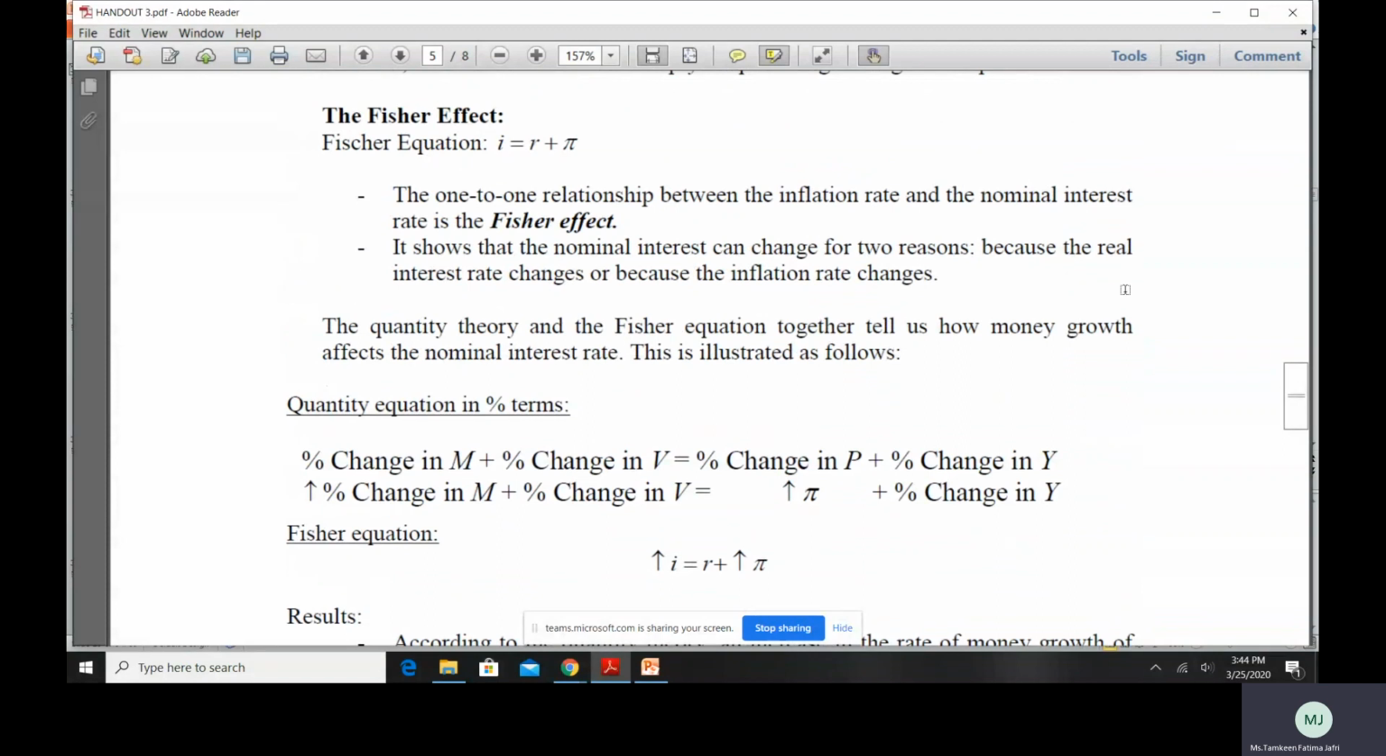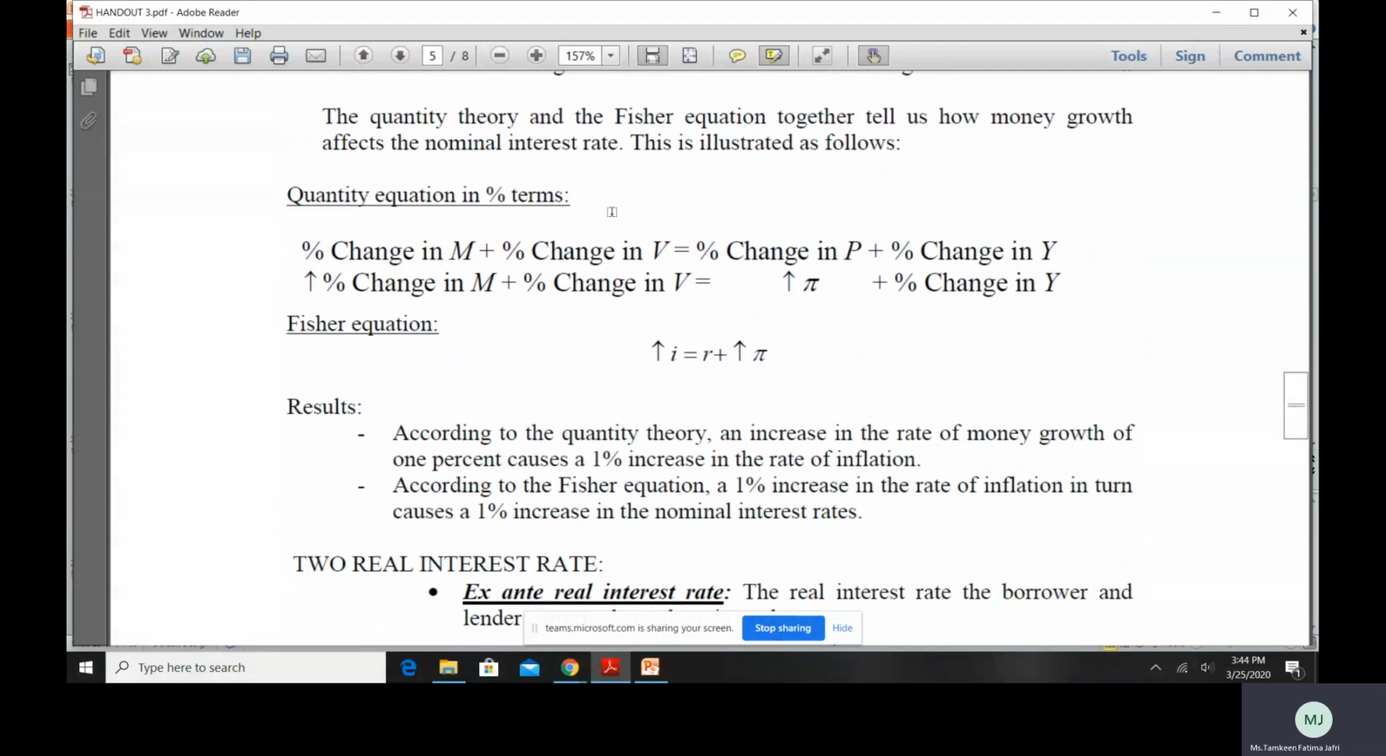The Fisher effect is explained in the handouts as well. So now we conclude: what you see over here is actually the quantity theory of money. What this tells me is that the percentage change in M plus the percentage change in velocity is equal to inflation plus the percentage change in output. Now, if you assume velocity and y are constant, then we can say that if the money supply increases by 10%, inflation will also increase by 10%. The change in velocity and the change in y are zero, so these two terms fall out of the equation. So if the central bank decides to increase the money supply by 10%, inflation is also going to increase by 10%.